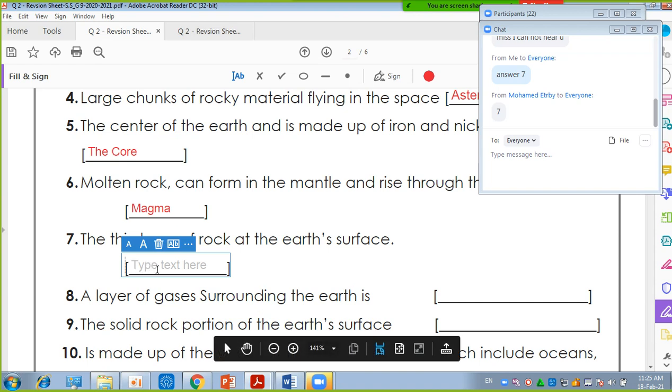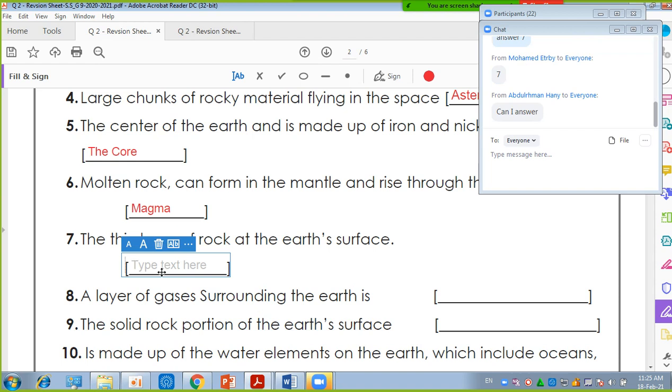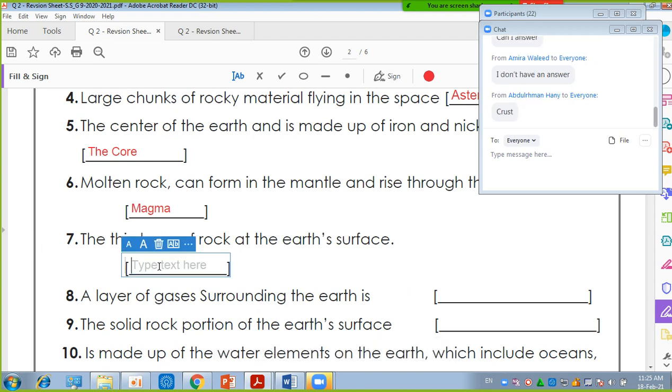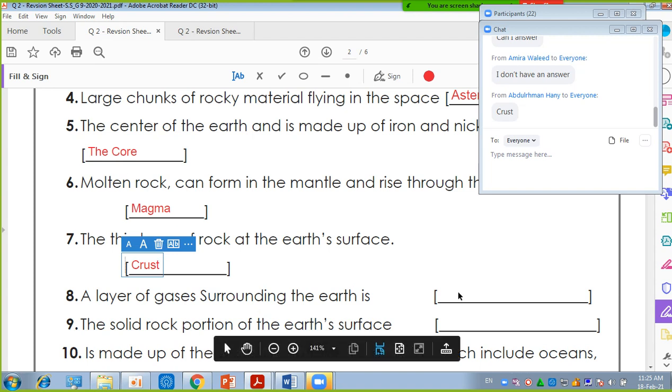Muhammad Itribi, can you write the answer in the chat box if you cannot use your mic? Miss, I don't know the answer itself. Okay. You don't have an answer? Okay, listen to the answer. Abdurrahman Hani. Crust, that's right. The crust. The thin layer at the top of the surface of the earth. Number 8.